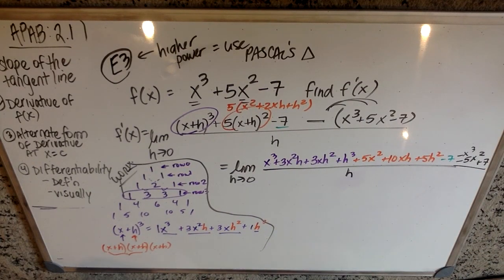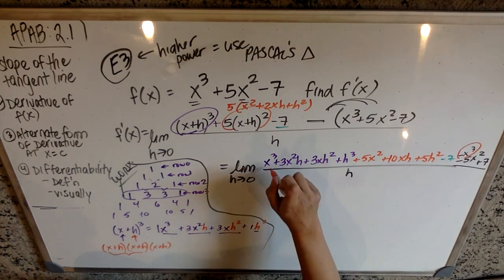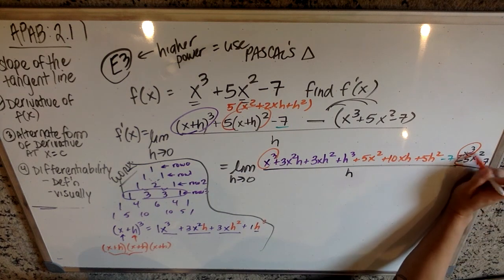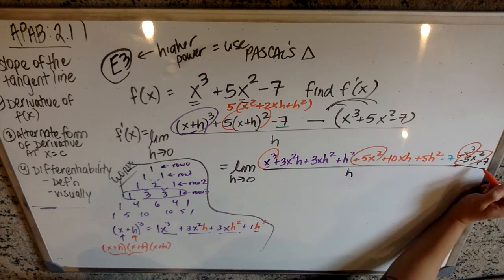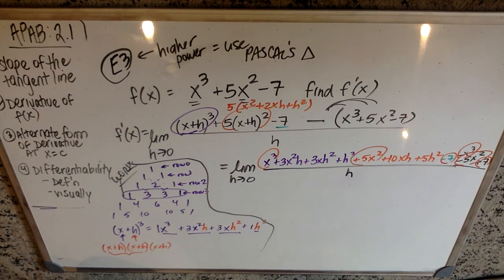All right, so now remember, anybody that doesn't have an h is magically going to sum to 0. So this negative x cubed is going to match with this x cubed. This negative 5x squared is going to match with this positive 5x squared, and this positive 7 is going to match with that negative 7, right? So now, what's going to happen is everything that's left is going to have a GCF of h.